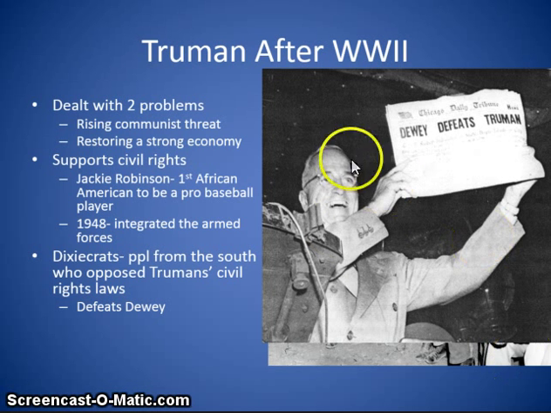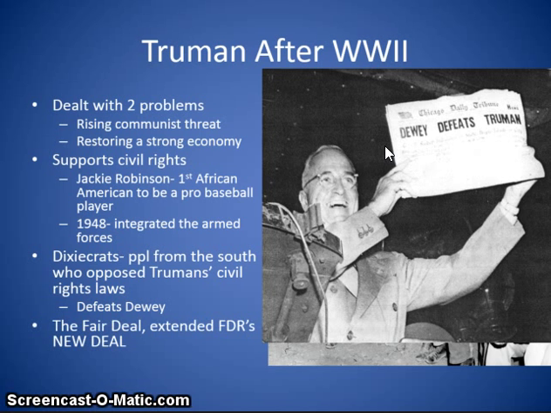So here, of course, Truman is a little weird. You see him showing off the newspaper that says Dewey defeats Truman. It was very close, and Truman ended up pulling out the win. And Truman called his policy the Fair Deal, which extends FDR's New Deal, right? So FDR has the New Deal, Teddy Roosevelt has the Square Deal, and Truman has the Fair Deal.